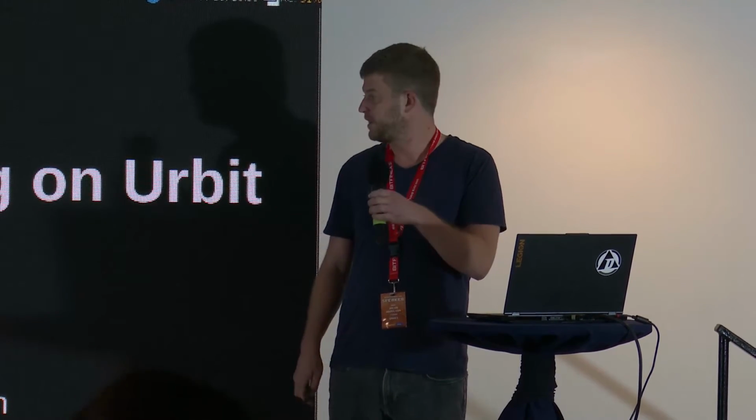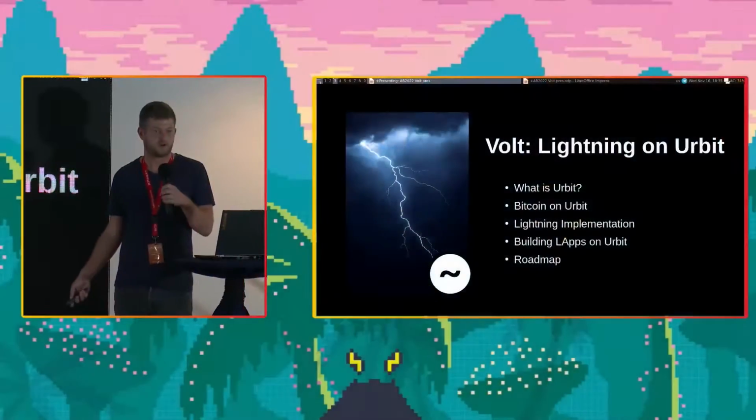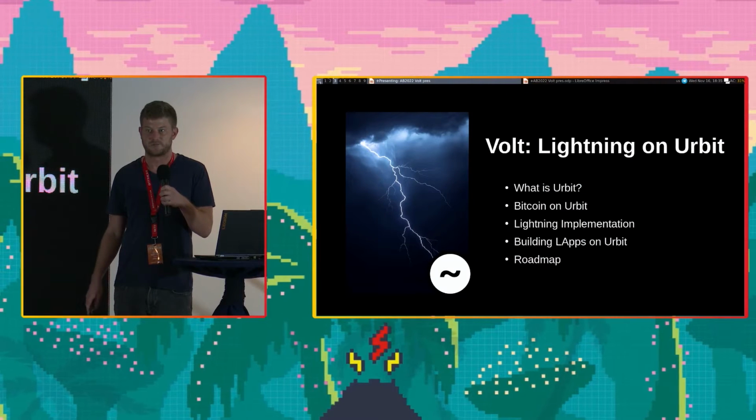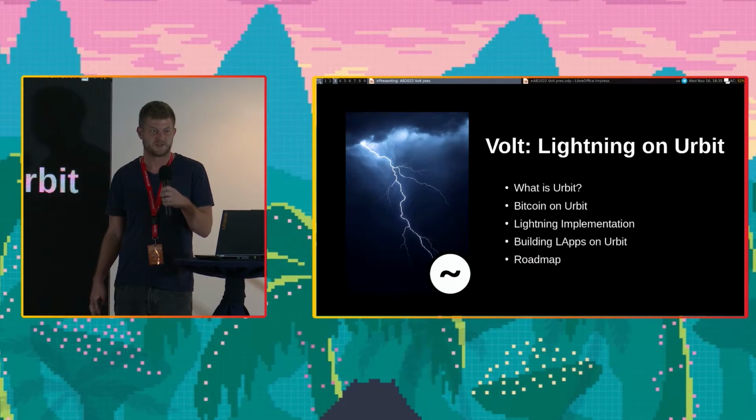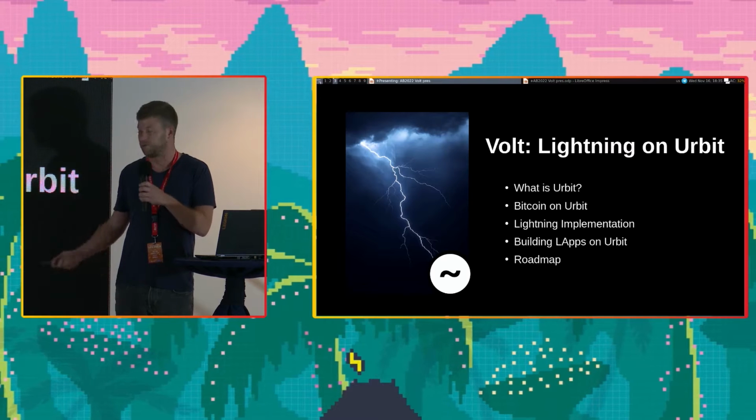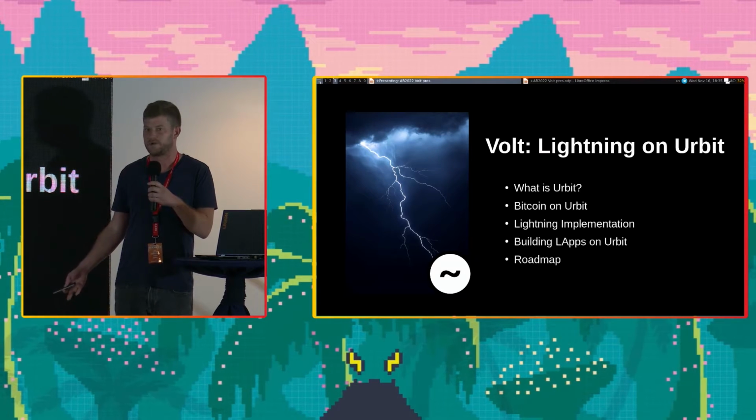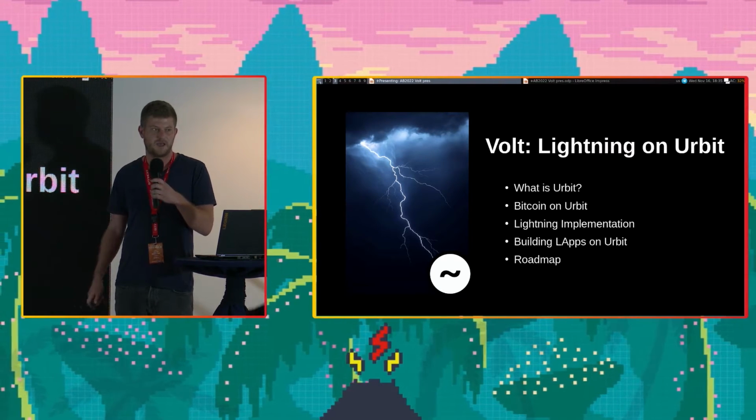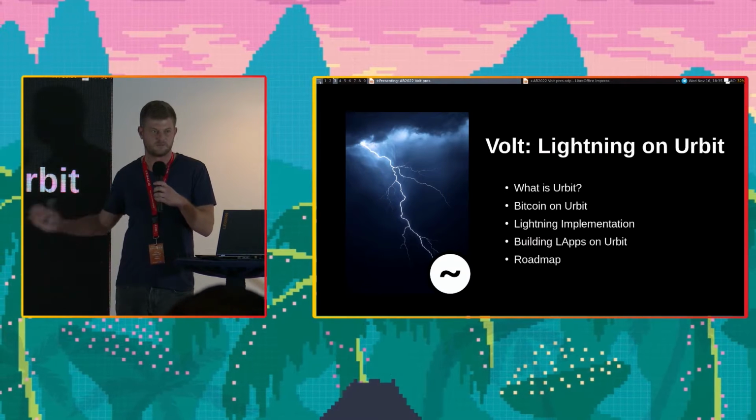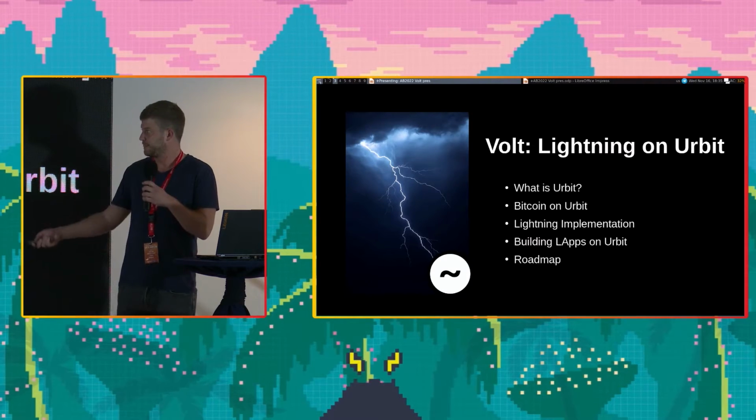Okay. So I'm Jake Hamilton. I'm a Bitcoin developer on Urbit, and I'm working on a Lightning implementation on Urbit that should be beta launched by January. So I thought I'd come and present that to you guys, talk about what Urbit is, building Bitcoin on Urbit, the Lightning implementation itself, and our roadmap for the future and why you should be interested in it.